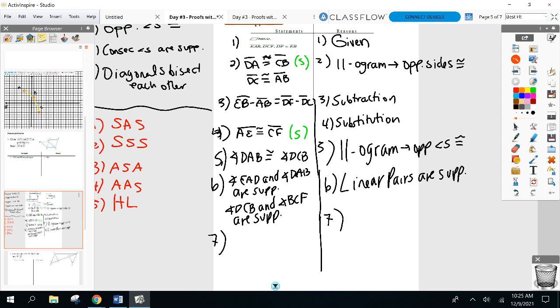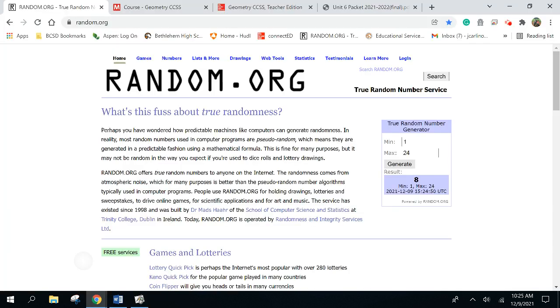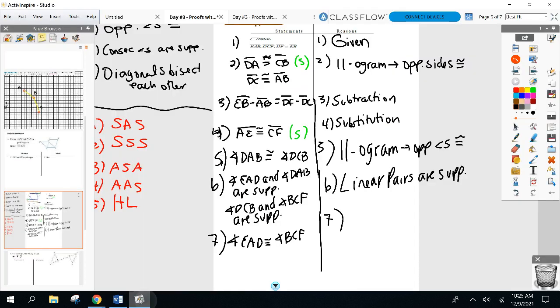Now I can finally say they're congruent. You got the linear pairs. So I've got angle EAD congruent to angle BCF, and that theorem, once again, about the supplementary angles: supplements of congruent angles. There we go. That is how we get the third and final pair of congruent parts.